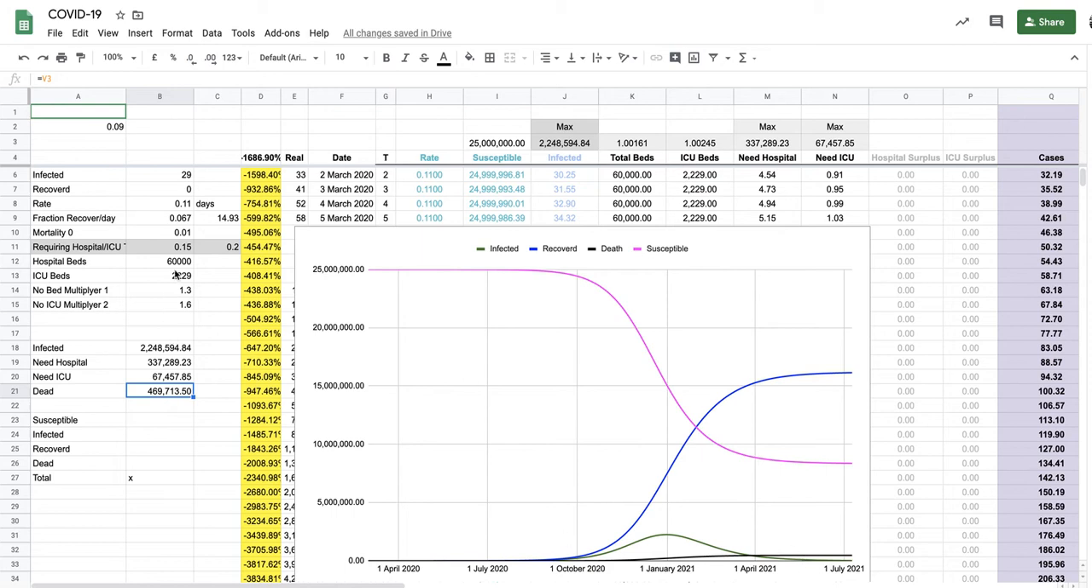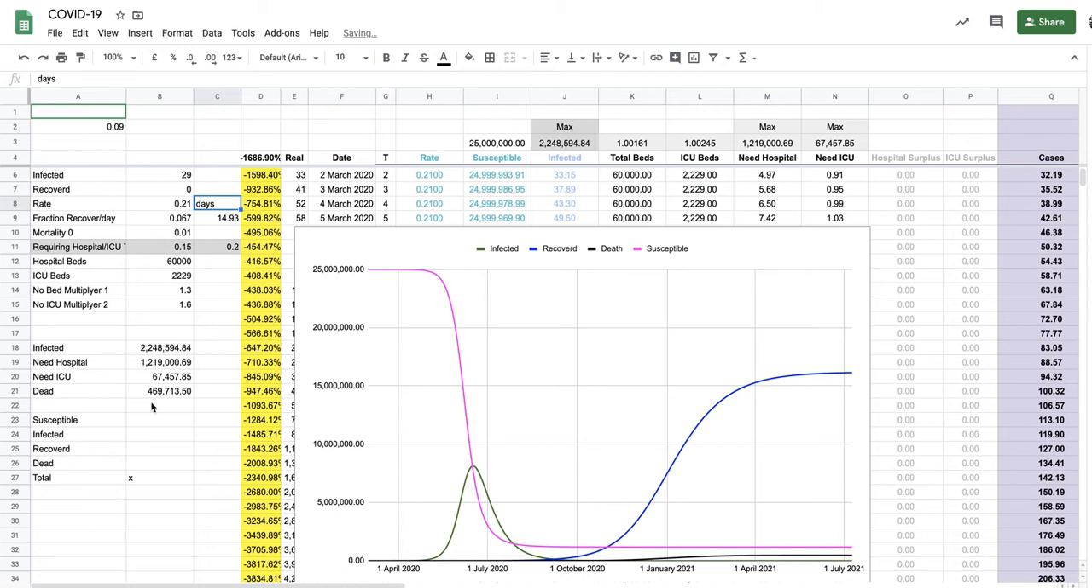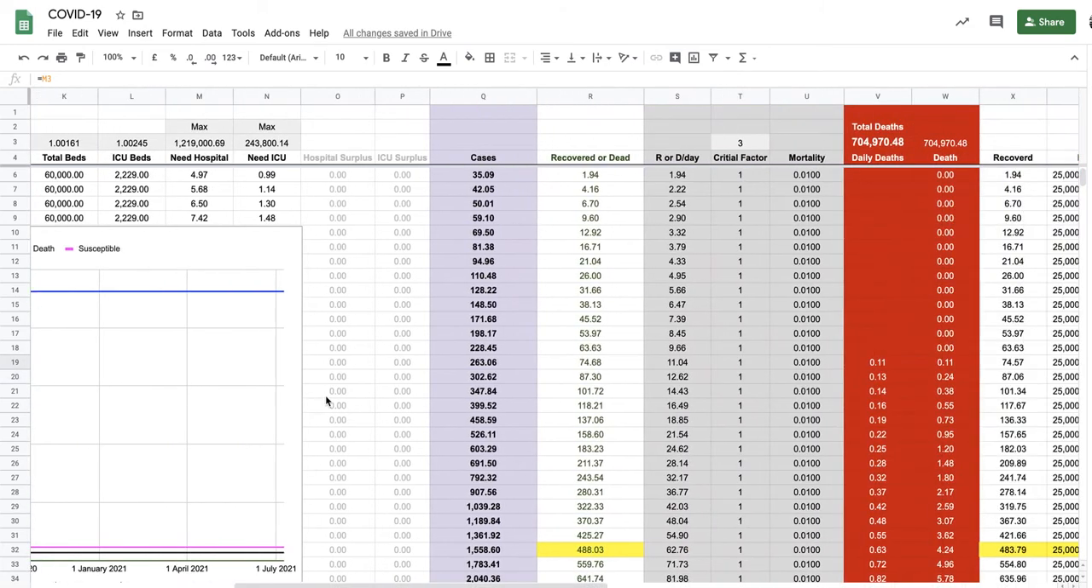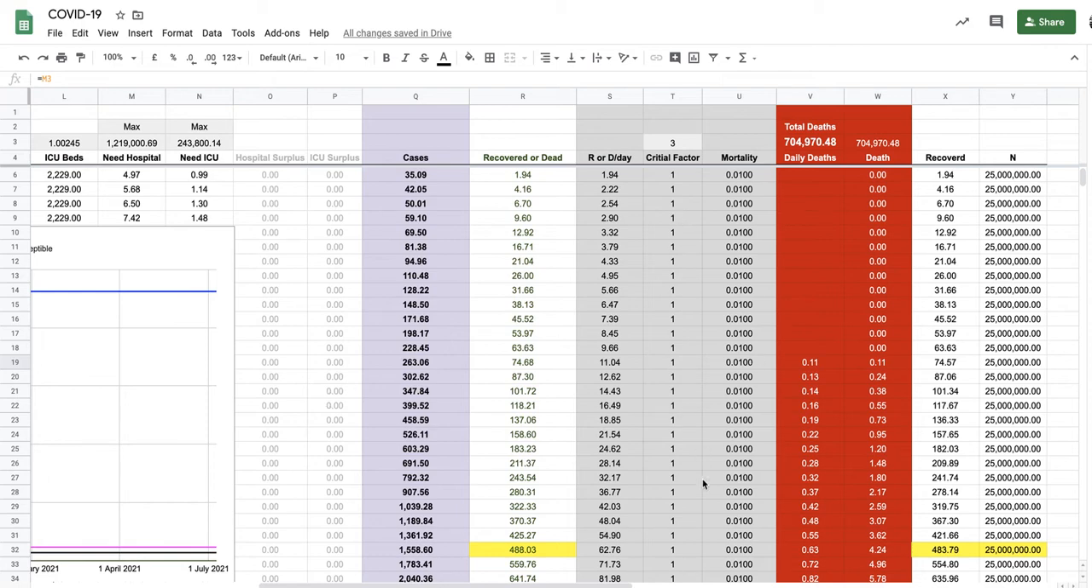But if you change the rate of spread, like if you go back to what it was, you watch this jump up massively, dead. So what I've got here is the maximum number of infected people at any one time needing hospital, needing ICU. Now when these numbers trip over the edge, what I do in this model is say there's a critical factor.